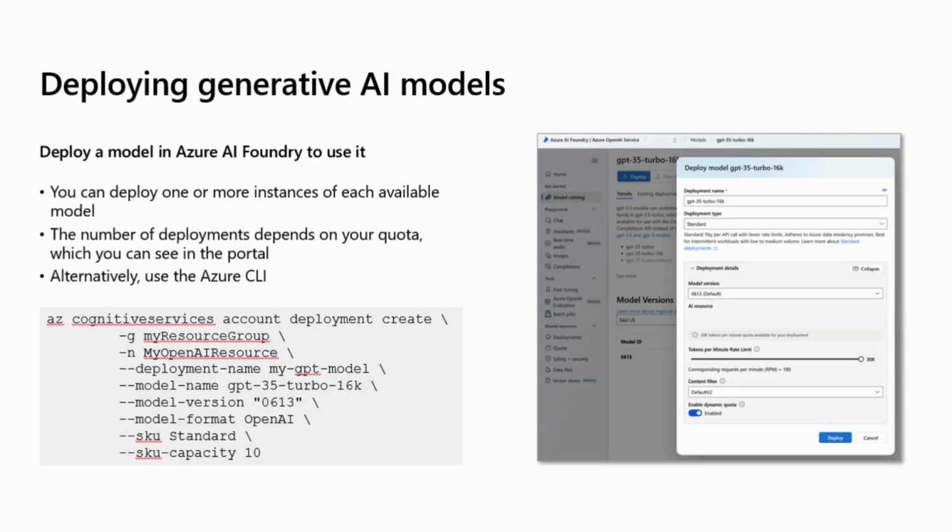Deploying generative AI models. Deploy a model in Azure AI Foundry to use it. You can deploy one or more instances of each available model. The number of deployments depends on your quota, which you can see in the portal. Alternatively, use the Azure CLI.